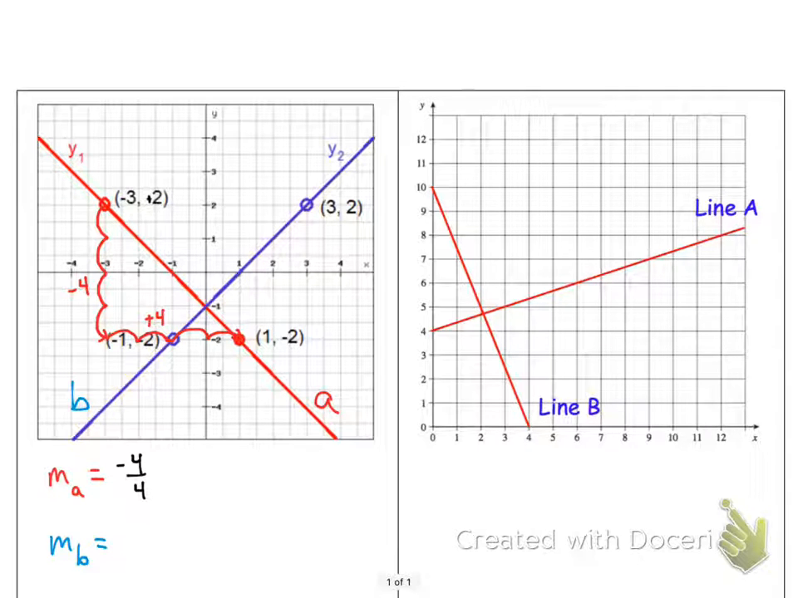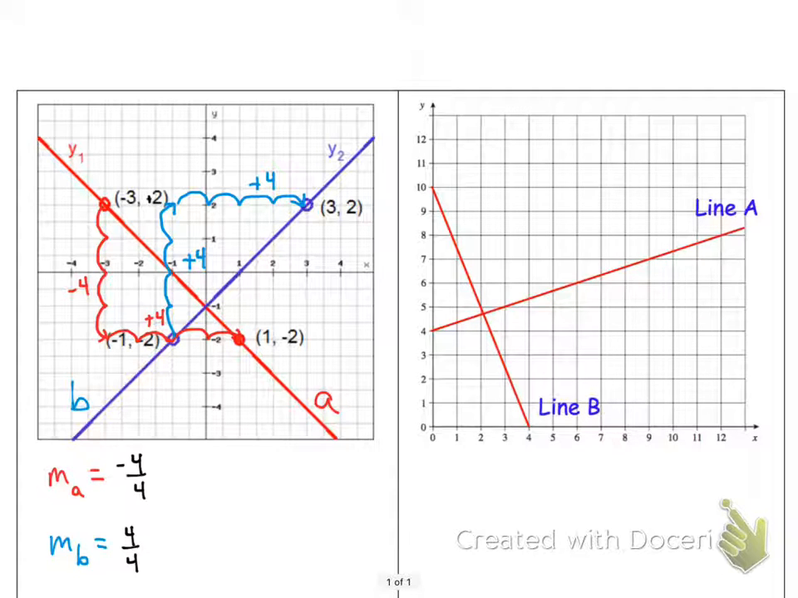Okay, let's look at the blue line, line B. I like to go left to right, so I'm going to start at this left point, and I'm going to do my rise and then my run. So I'm going to have to go up first. I'm going to have to go up 1, 2, 3, 4. So that's positive 4. And then I'm going to go right 1, 2, 3, 4. So that is positive 4 right there. So this is now going to be 4 over 4. Any questions on that part of it?